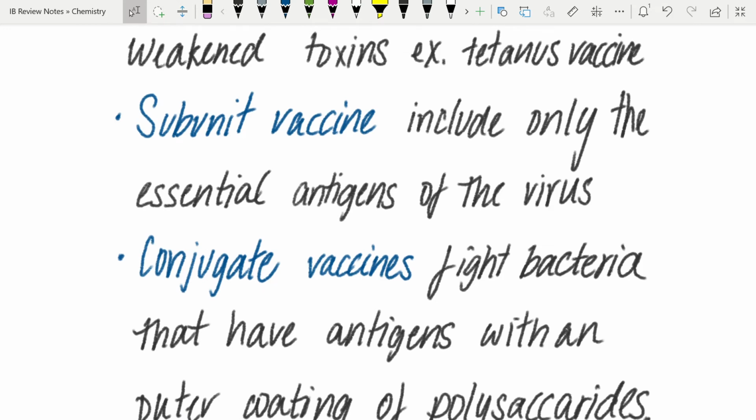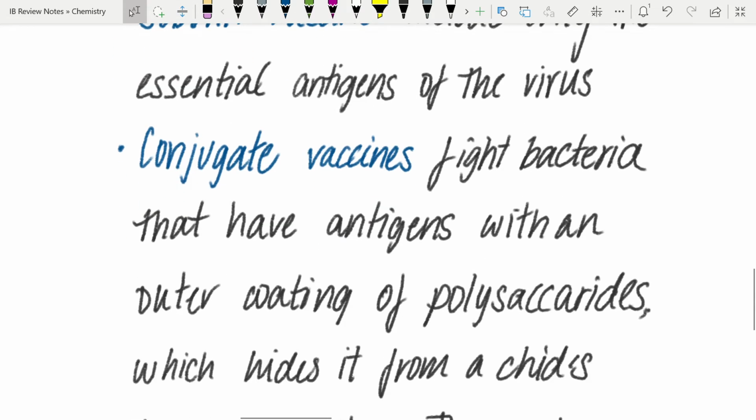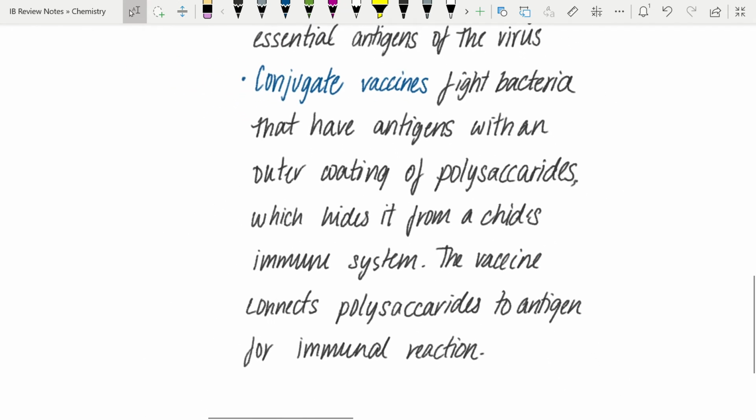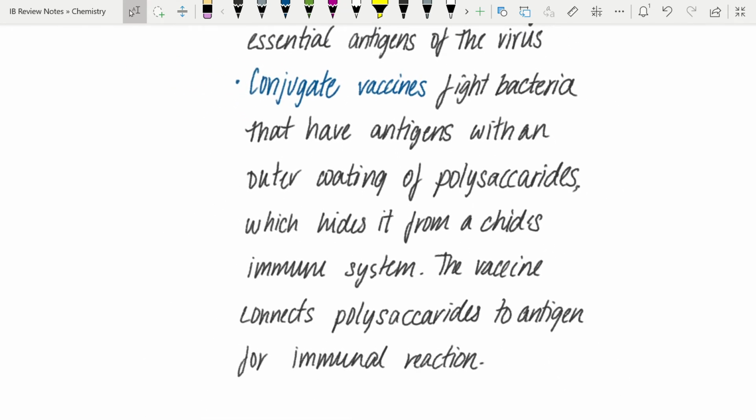Subunit vaccines include only essential antigens of the virus. So it doesn't include every part, only a few strains. And then conjugate vaccines fight bacteria that have antigens with an outer coating of polysaccharides, which hides them from the child's immune system. So what this vaccine does is it connects a polysaccharide to the antigen. And the antigen is obviously what the antibodies fight. So that causes an immune reaction.